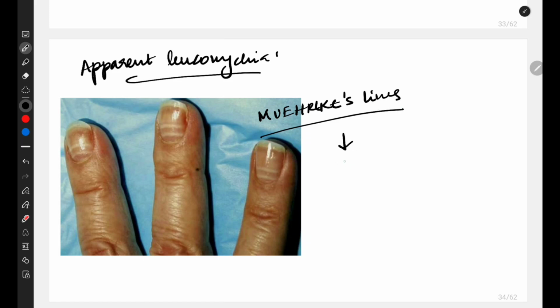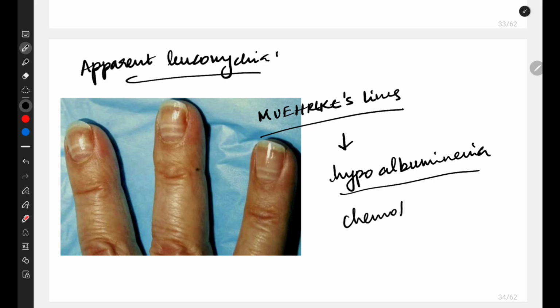So this is seen in hypoalbuminemia. You can see it in patients with DCLT in your wards, so they'll have these types of lines due to hypoalbuminemia, or patients on chemotherapy might also have these lines.